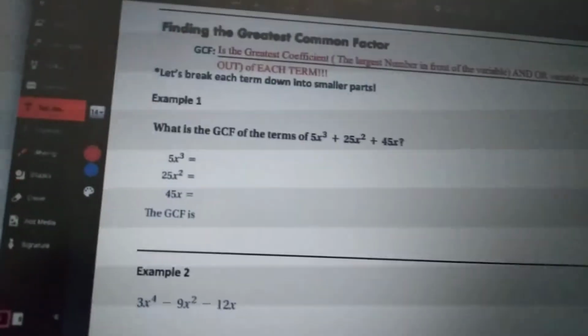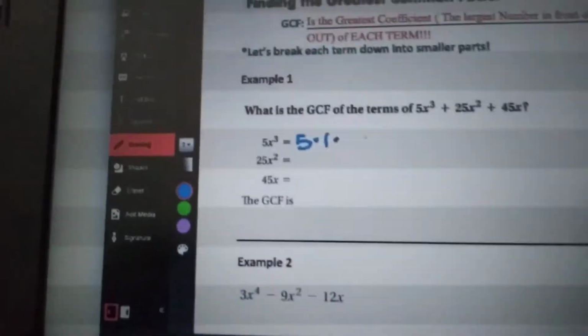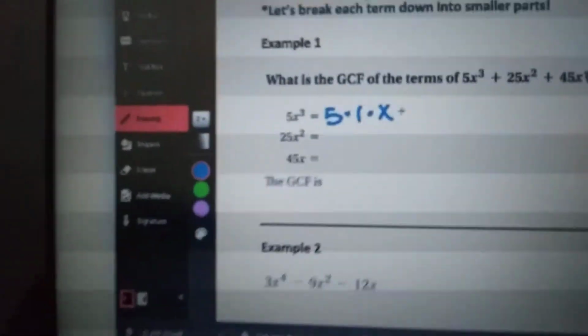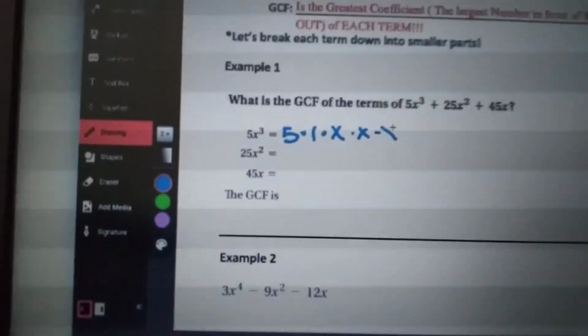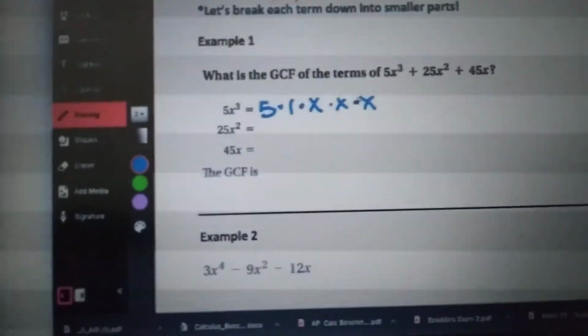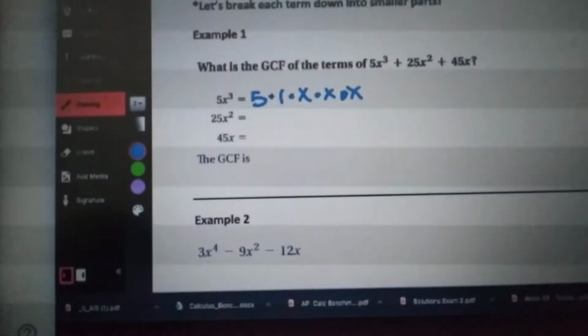So this is how I do it. I'm going to write 5, and then times 1 gives me 5, and then times x cubed. That means x times itself 3 times, so I'm going to have 3 x's multiplied to each other. Does everyone understand this? Yes?